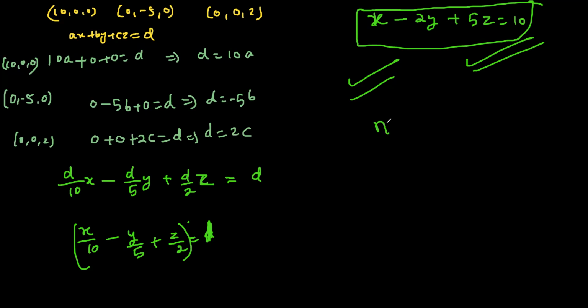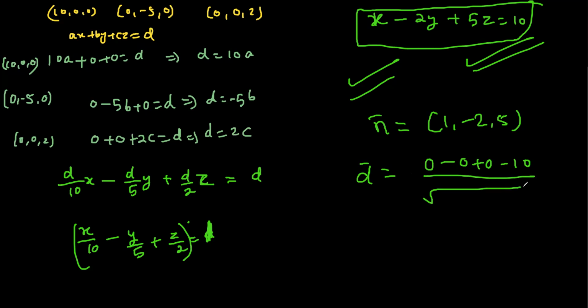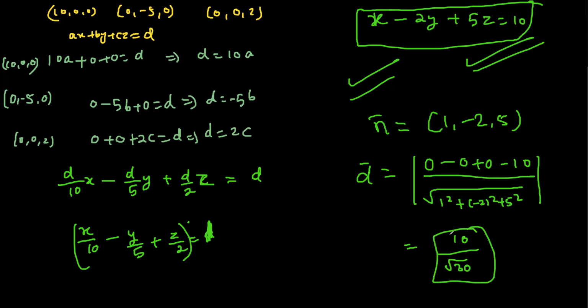What is normal vector? 1, minus 2, 5. What is distance from origin? This is 0, 0, 0, minus 10. This is your distance from the origin. Okay? Yes.